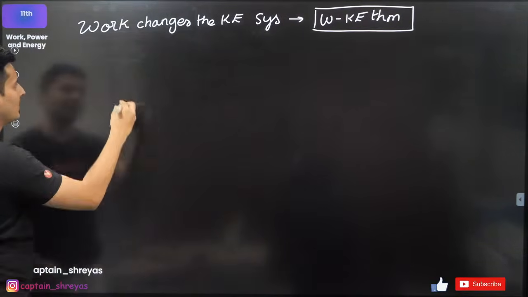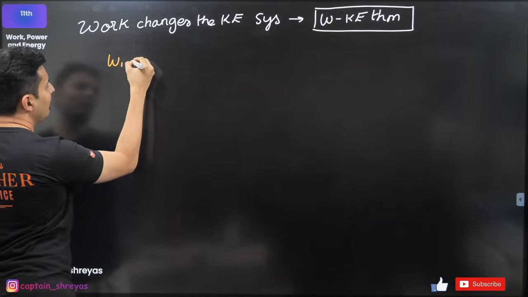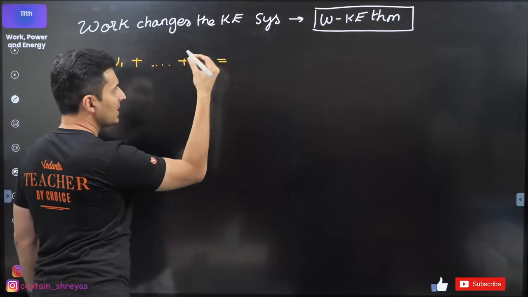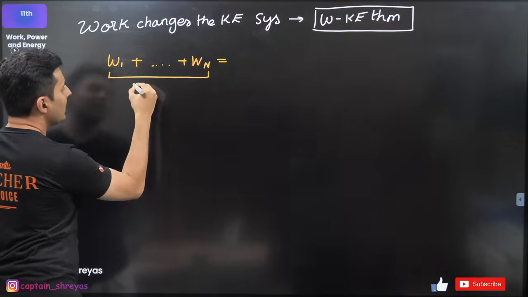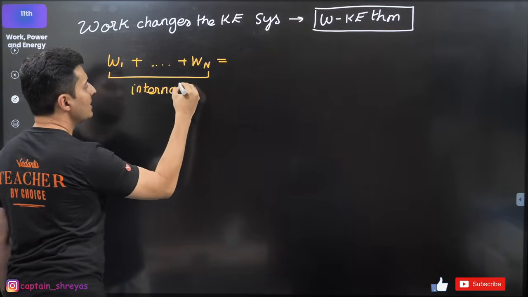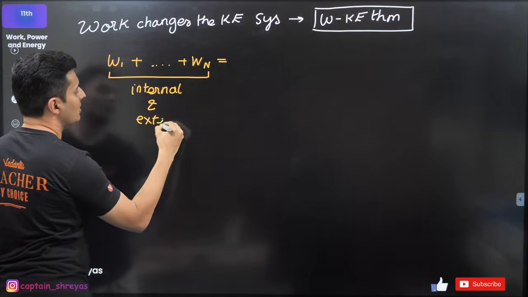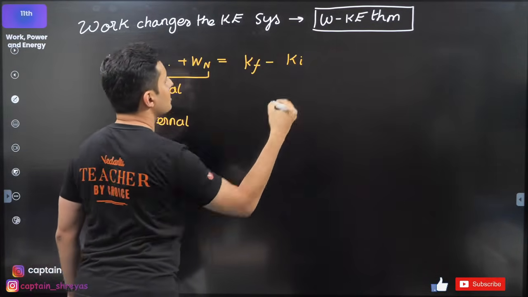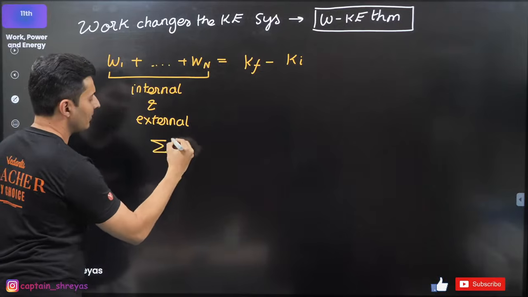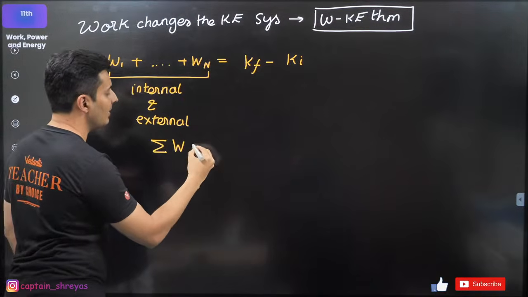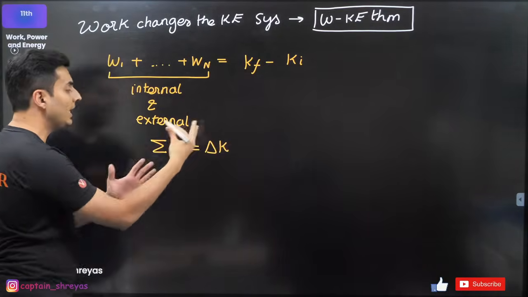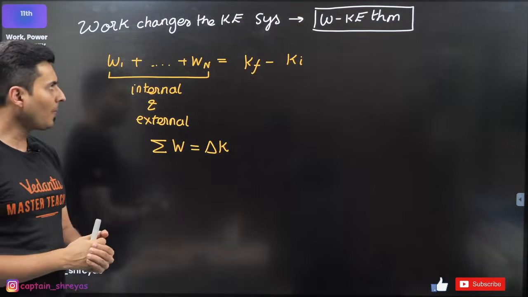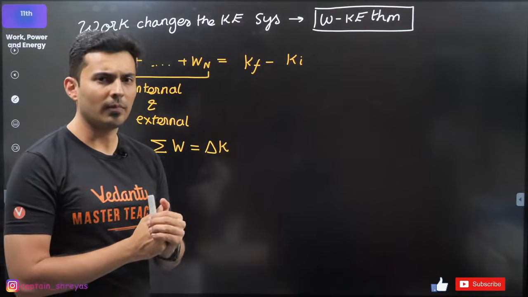It basically says if you add the work done by one force, second force, so on and so forth, work done by all the n forces, this includes internal as well as external forces both, that is nothing but final minus initial kinetic energy. So this is often referred to as: the work done by literally everything is the change in the kinetic energy of that particular system. This is your work kinetic energy theorem.